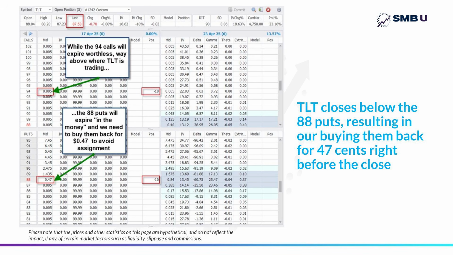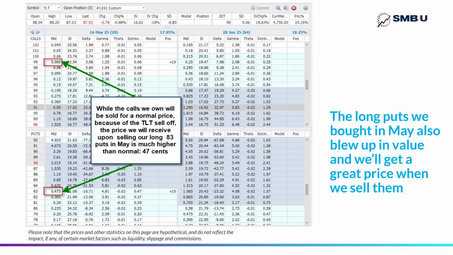So now in this case, one of our two options, namely the put option, did not expire worthless. Instead, we had to buy it back for, as you can see, 47 cents. So that's going to be a cost to us. But on the other hand, take a look at how much we'll receive when we sell those 88 puts that we own in May. Those are priced at 47 cents also, which is a much higher than usual price for those longs.